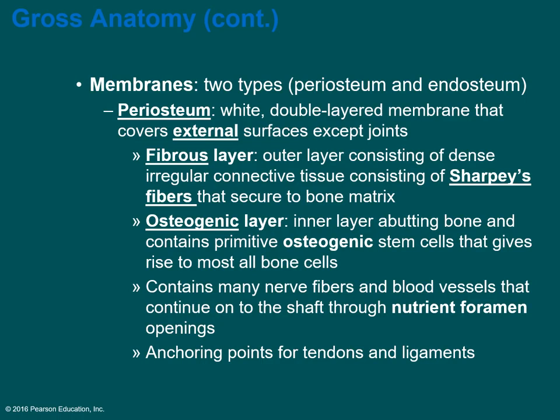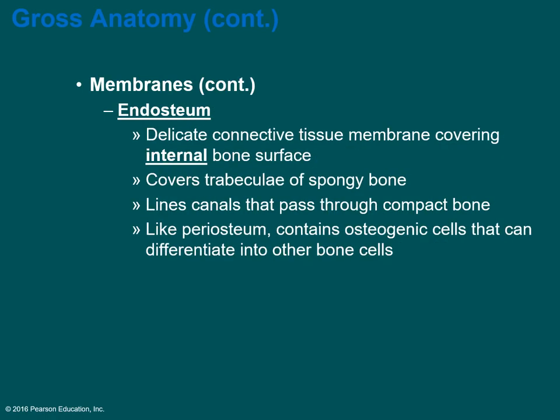The periosteum is the anchoring spot. That's what a lot of your tendons and ligaments are going to attach to and once again kind of become continuous with. Then the endosteum is the membrane on the internal surface of that compact bone. It lines all the canals that pass through the compact bone. It can also contain osteogenic cells, which once again are the precursors to all the other bone cells.